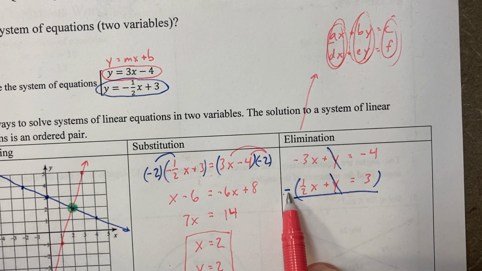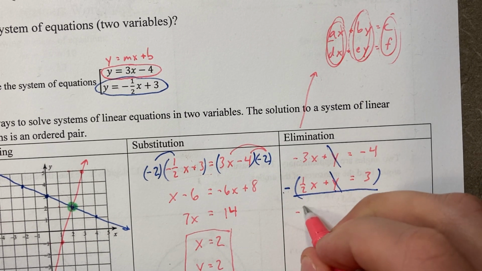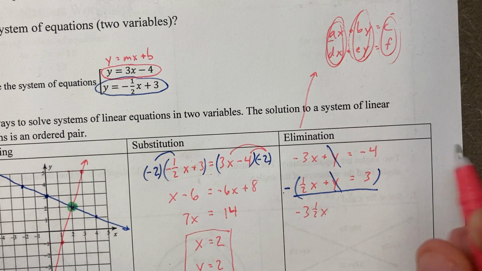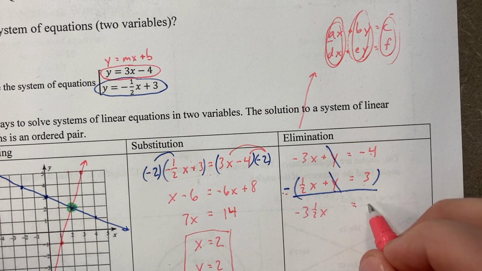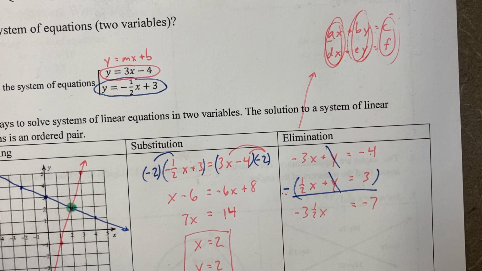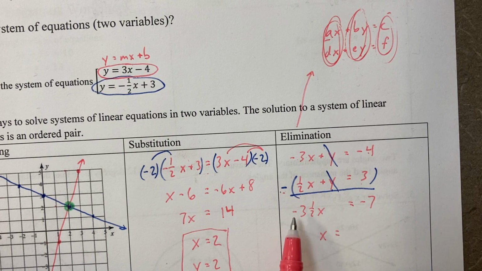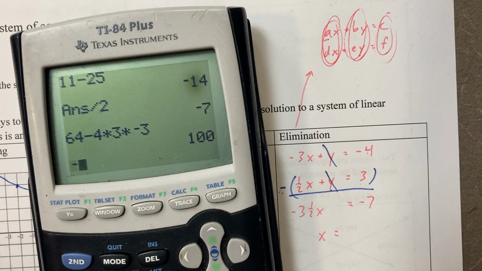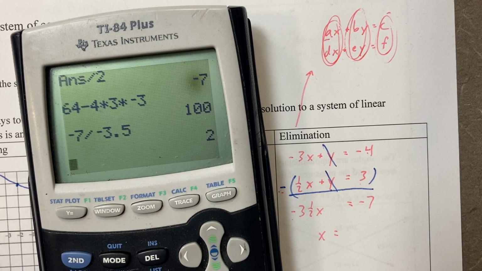That's called elimination. We eliminate one of the variables. What is negative 3 minus 1/2? That would be negative 3 1/2. What is negative 4 minus 3? Negative 7. What is negative 7 divided by negative 3 1/2? You can do it like this in your calculator. It's 2. But really, you don't need your calculator for that.